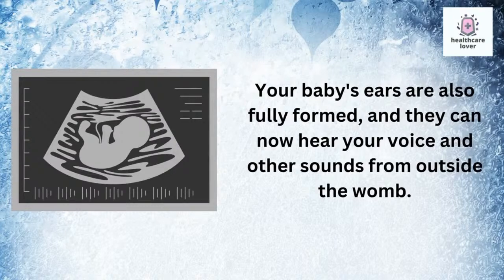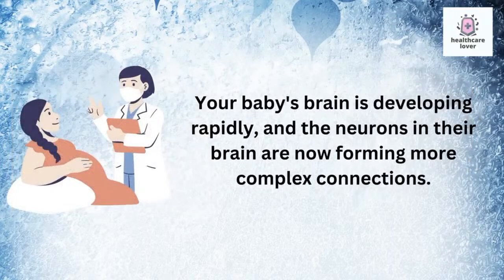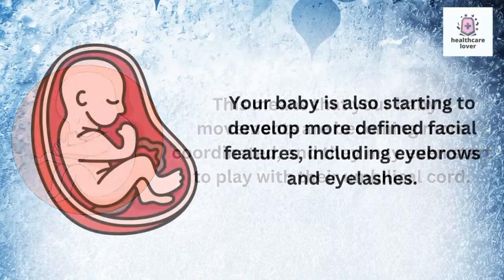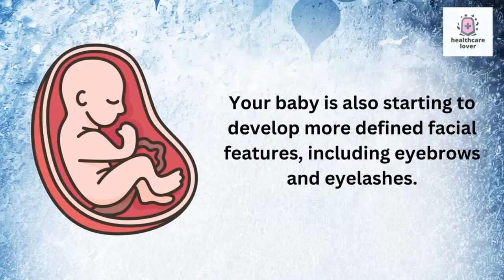Your baby's brain is developing rapidly, and the neurons in their brain are now forming more complex connections. This means that your baby's movements are becoming more coordinated, and they may even start to play with their umbilical cord. Your baby is also starting to develop more defined facial features, including eyebrows and eyelashes.